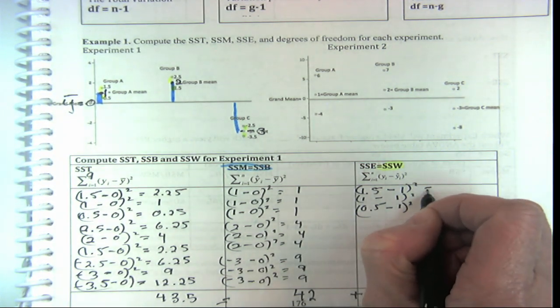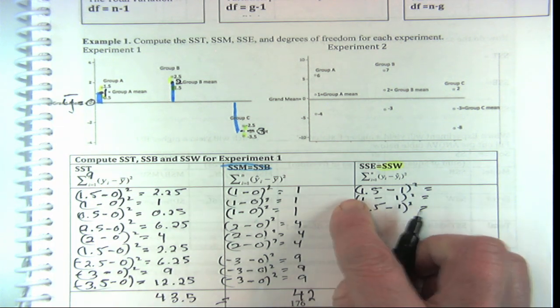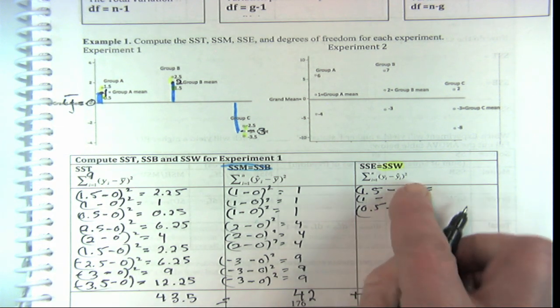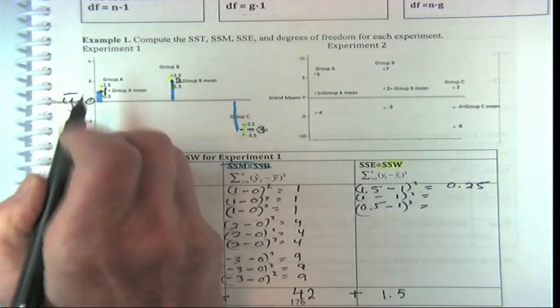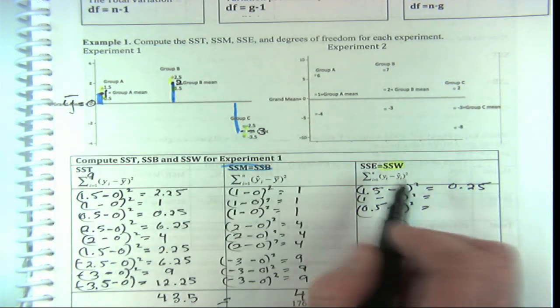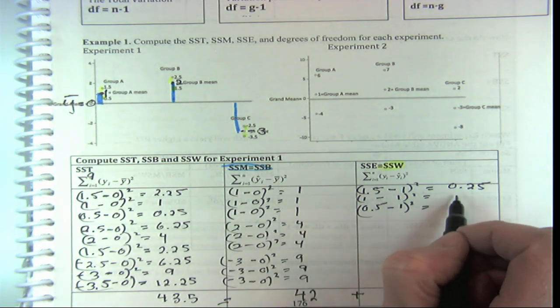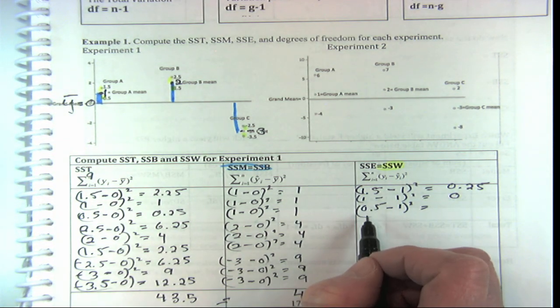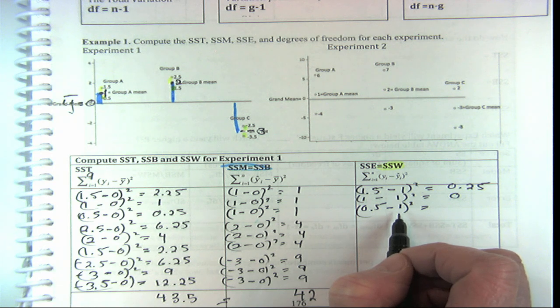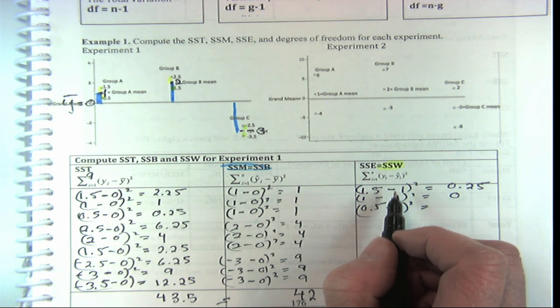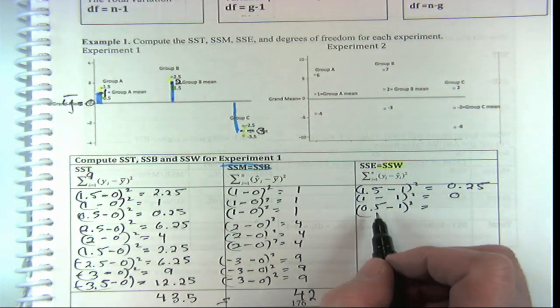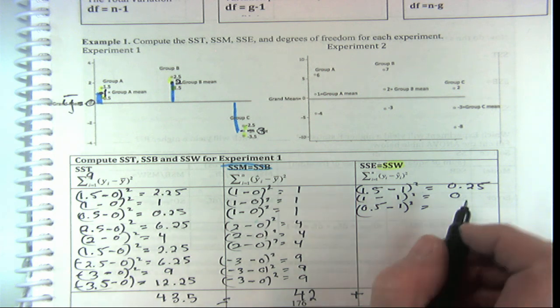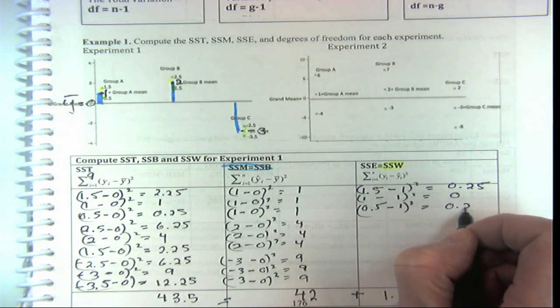So what do we get for each one of these? 1.5 minus 1, 0.5 squared, so you get 0.25. This one was right at its predicted. 1 minus 1 squared, that's 0. And here we have 0.5 minus 1, negative 0.5. Again, if you didn't square them, these 3 would sum to 0. Okay, so now we square them, and we get 0.25 again.